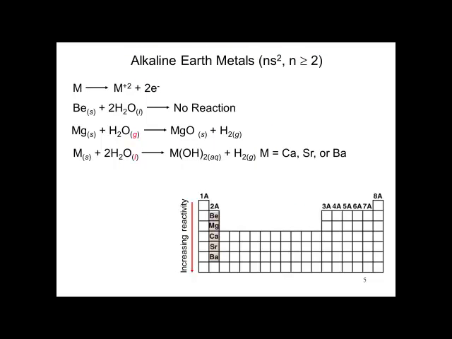Although they easily form +2 ions by removing those 2 outer electrons, the reaction with water is quite different. Beryllium does not react with water. Magnesium does, forming magnesium oxide plus hydrogen, but the water has to be in the gaseous state. The other metals will react with water to form the hydroxide plus hydrogen.